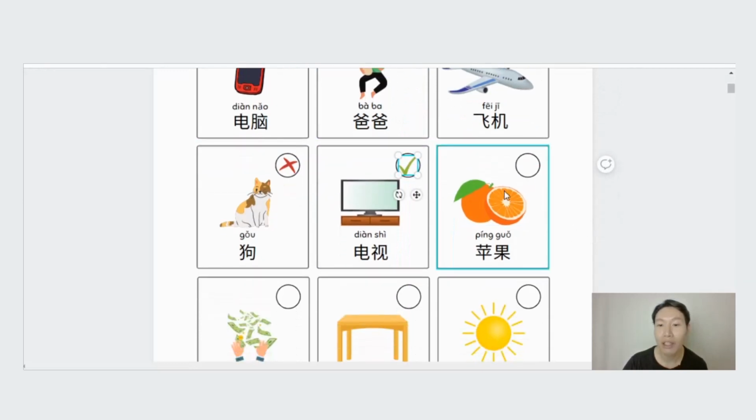Next one. So we have 苹果. 苹果. So 果 actually means fruit. So we know that if we see this word, it's something to do with fruit. But over here, the picture is of an orange. So this is incorrect. It's not a 苹果. It's an orange.